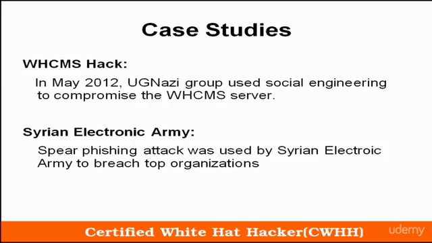Another very famous group which uses social engineering is the Syrian Electronic Army, or SEA for short. They use a method called spear phishing, which is sending customized phishing emails to their targets. Their top targets include Wall Street, Microsoft, Forbes, Daily Dot, and Truecaller.